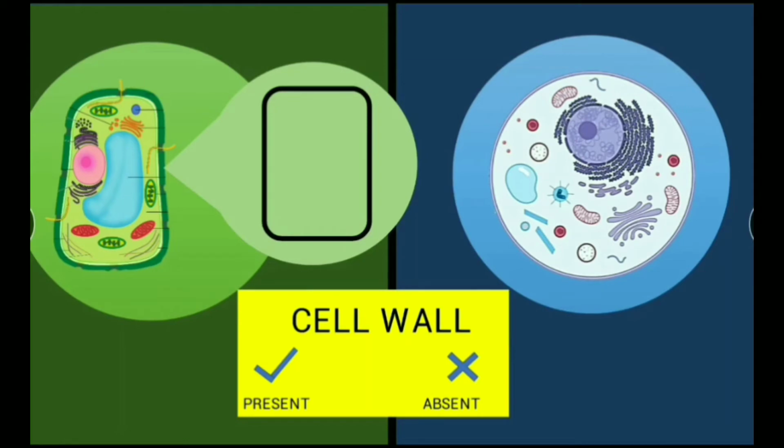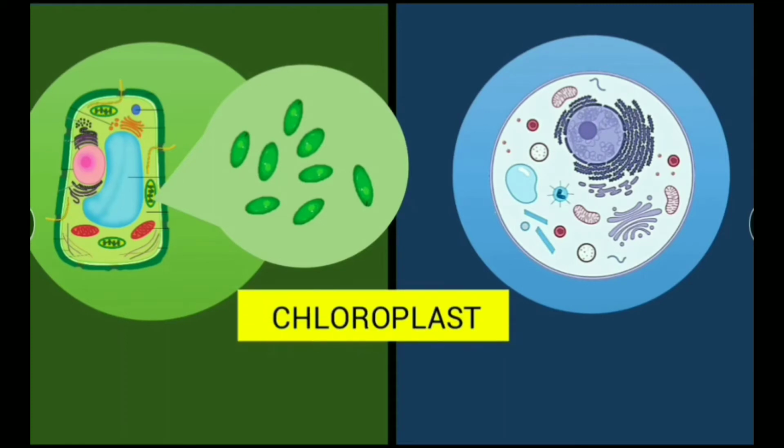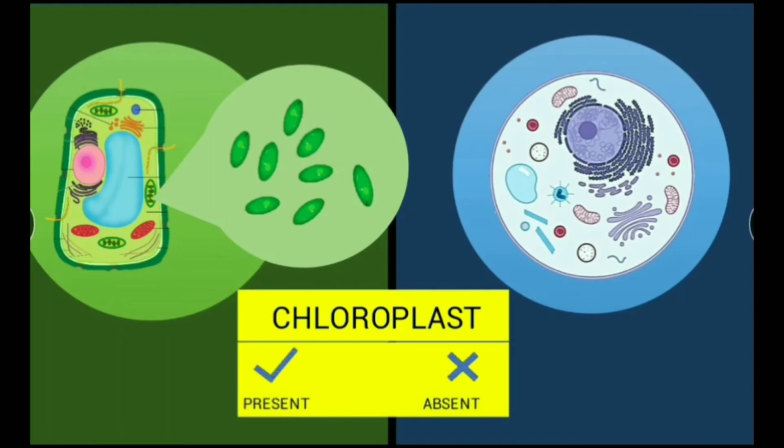Now here in the plant cell, can you see these green structures? These are nothing but chloroplasts. These structures look green as they contain chlorophyll. These green structures or chloroplasts carry out the process of photosynthesis. Now in animal cell, chloroplasts are not found, or we can say that chloroplasts are absent in animal cell.